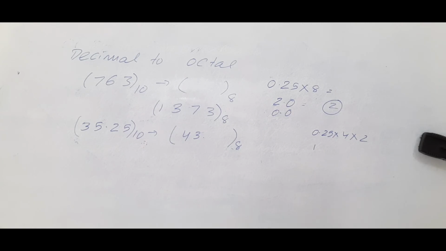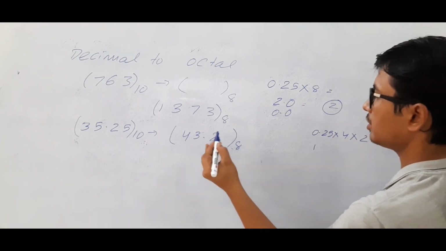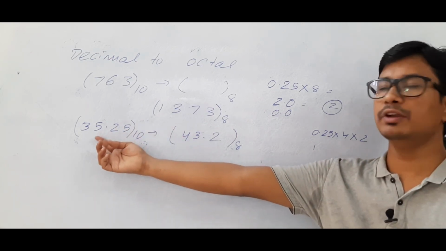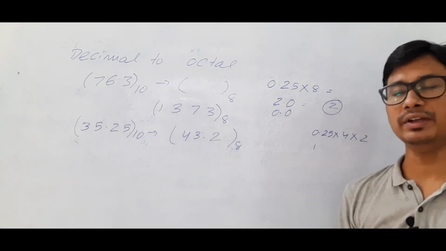Are you able to understand? So 43.2 is the octal number for the given decimal number 35.25.